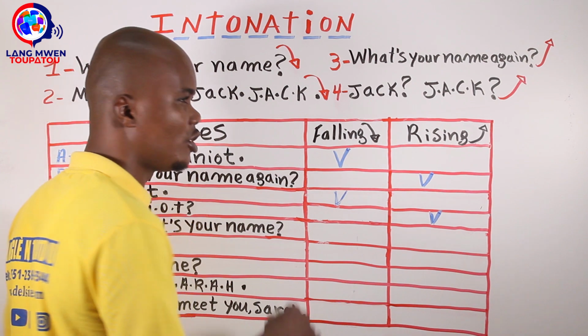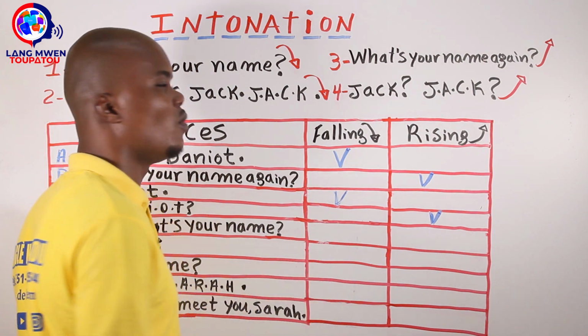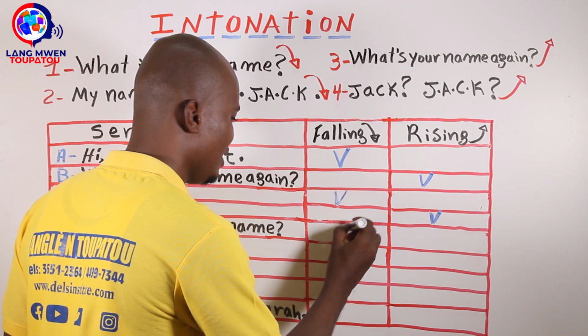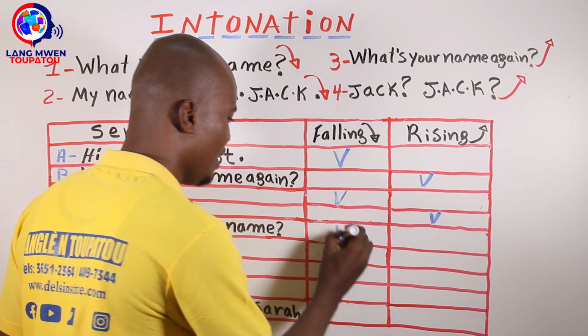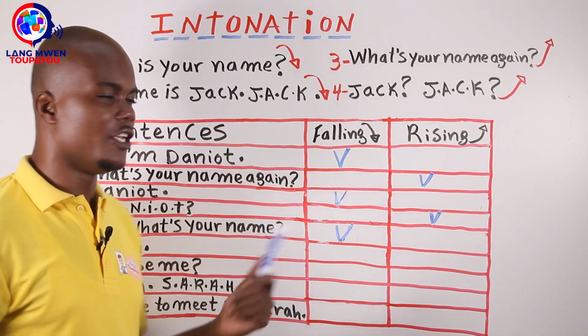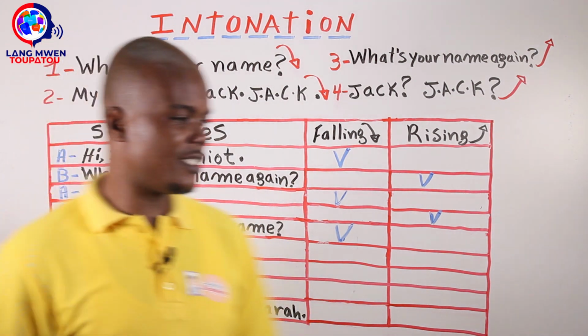It's a falling intonation, guys. You say, what's your name? Not what's your name. It's a falling intonation. Good. Now the next sentence.